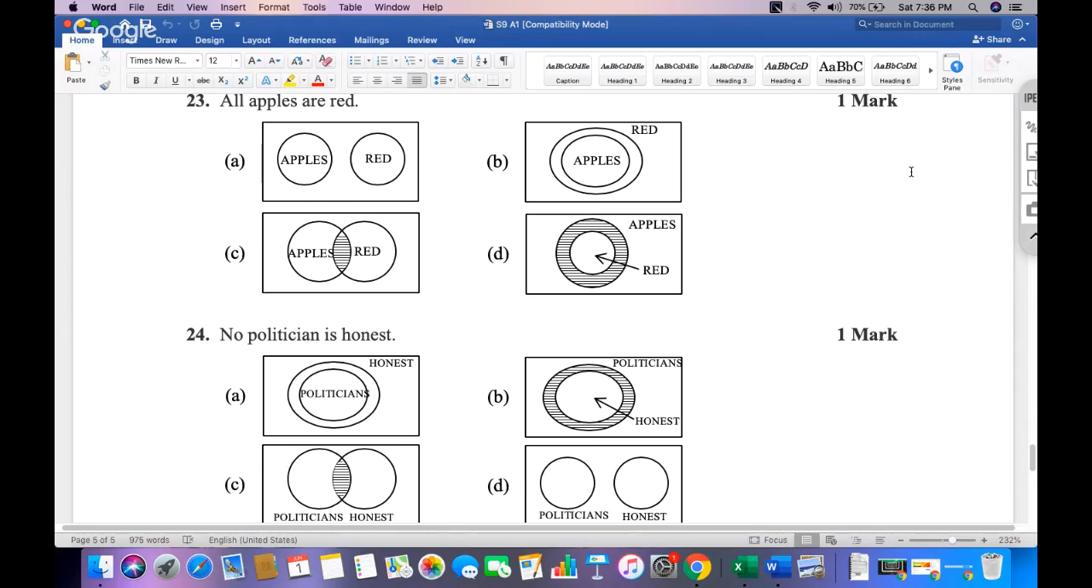Okay, question number 23. I'm getting B answer. 24, a lot of people are giving me D answer. So all apples are red. All apples are red means option B is your answer.